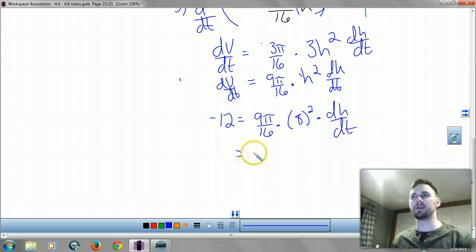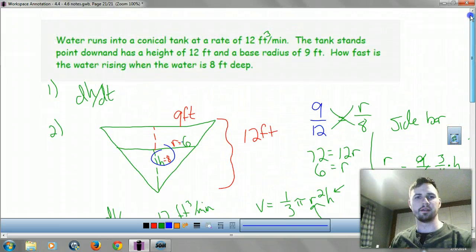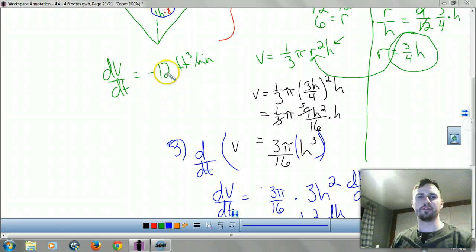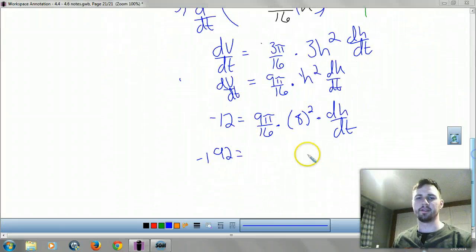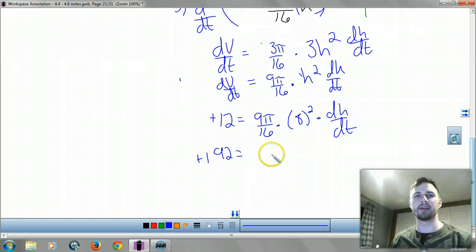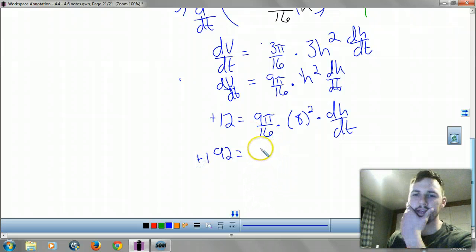So this becomes, how did I do some of this stuff? Oh, that's odd. I multiplied everything by 16. And I got negative, uh-oh, what's that water flowing on? Runs into the tank. Oh man, that's a different problem. So that's positive. Water's running into the tank, not out of it, silly goose.